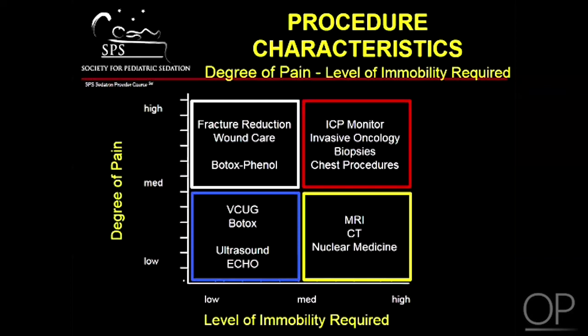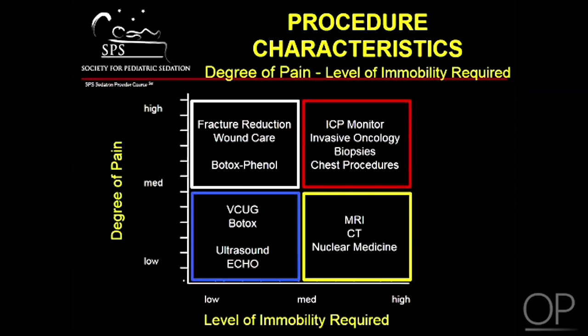Procedures in the upper left-hand corner have a high degree of discomfort and pain, but high levels of immobility are not necessarily required. Some examples would be Botox with phenol injections, fracture reduction, and wound care. Under these circumstances, using an analgesic such as ketamine or fentanyl would be appropriate, with or without an agent like midazolam, to reduce anxiety and recall of the procedure. Remember that fentanyl or any opioid used by itself does not ensure amnesia.